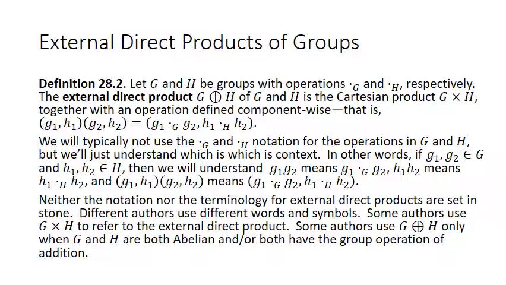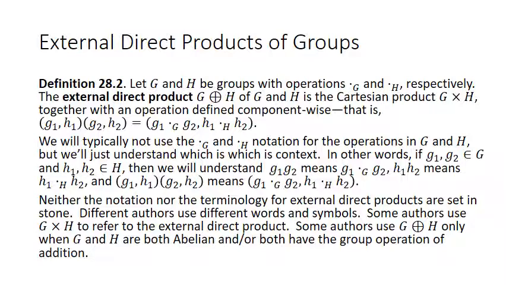So definition 28.2, let G and H be groups with operations. So the operations are written like multiplication, and then we've put a little subscript onto each of them with the name of the group, because they could actually be different than multiplication, and they could be different than each other. So we're going to call these operations ·G and ·H respectively.